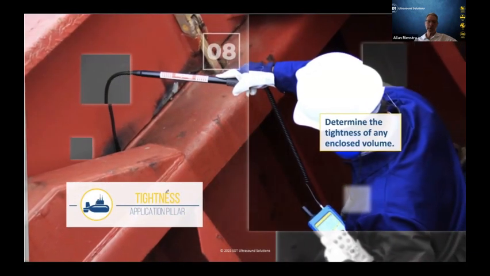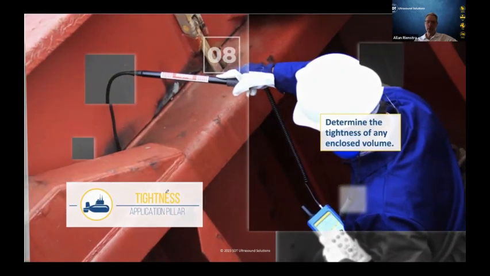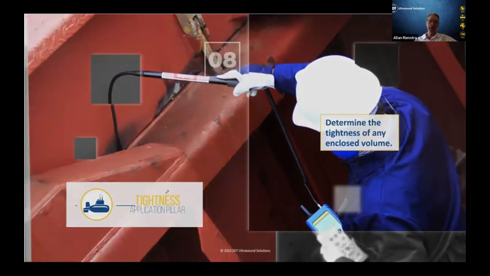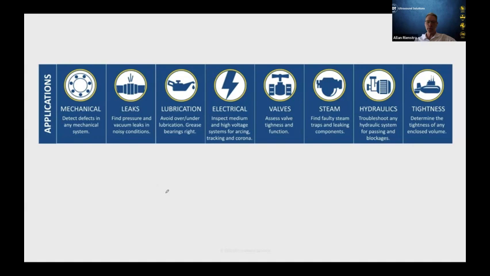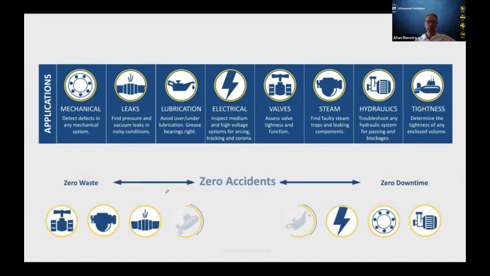I can use ultrasound to determine the tightness of any kind of volume, whether it's a house, a car, a ship, as is the diagram here. I can also use ultrasound to check clean rooms in hospitals or in semiconductor plants, lots of places. So there's your 8 application pillars for ultrasound. And let me just diagram them all out for you. Mechanical, leaks, lubrication, electrical, valves, steam, hydraulics, and tightness.